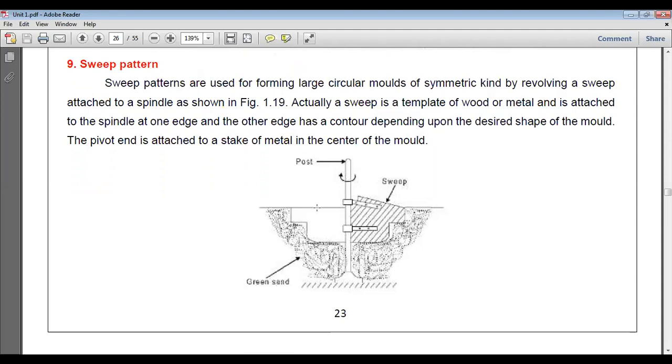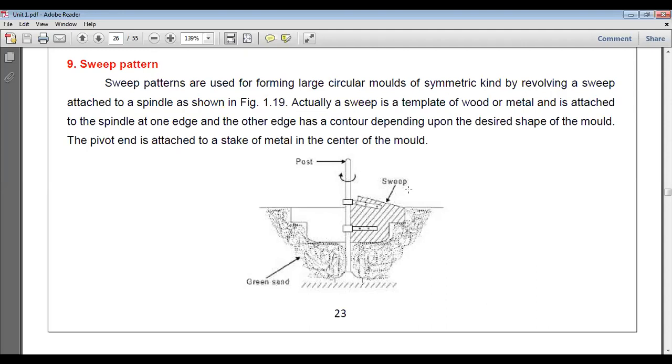So this pattern is swept in a circular motion. So we can see that first 1/8, then again 1/8, again 1/8, again 1/8, again 1/8. So in 8 steps, the whole cavity can be created. This is basically used for large patterns where the cost of making the pattern is high. So rather than making a complete pattern, we make a segment of it, and then we sweep and rotate the pattern and create the actual cavity and make a mold.